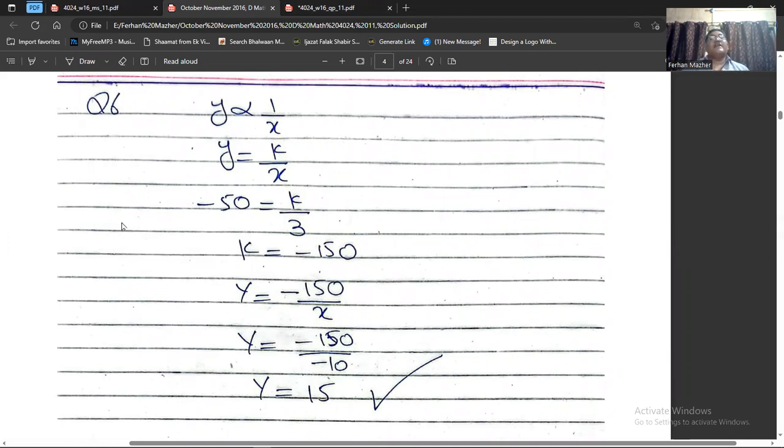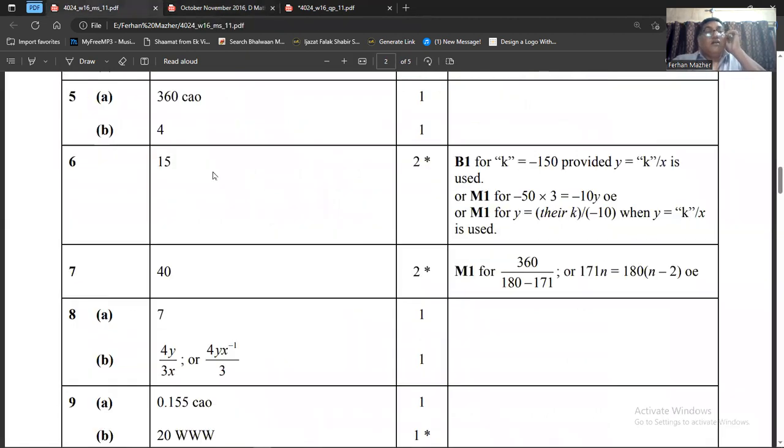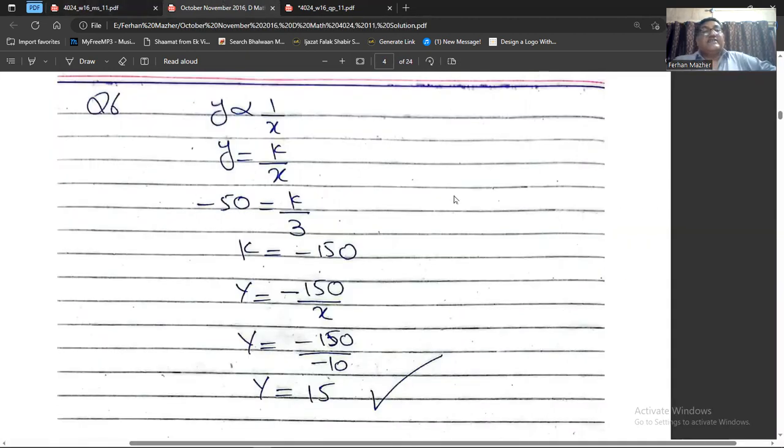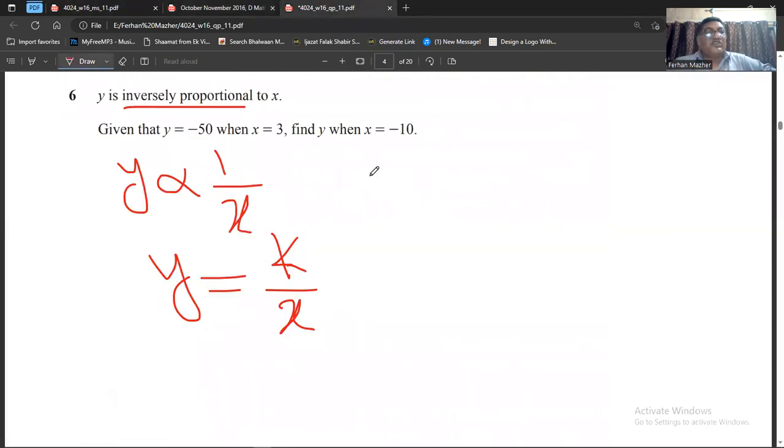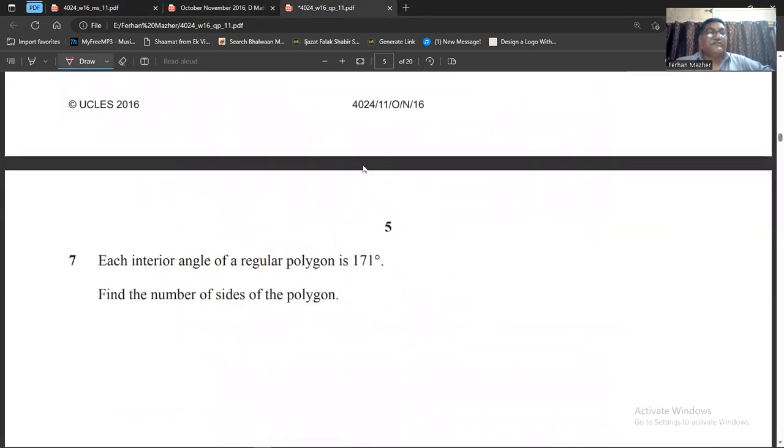So their question is, what is the value of y when x is minus 10? So y will be equal to minus 150 divided by minus 10. And minus minus will be cancelled. 0, 0 will be cancelled. So y will be equal to 15. Okay, so this is the right answer, sir. Question number 6, A solution is showing up on your screen. You can pause the video. You can take your time with this question. We are done with this.